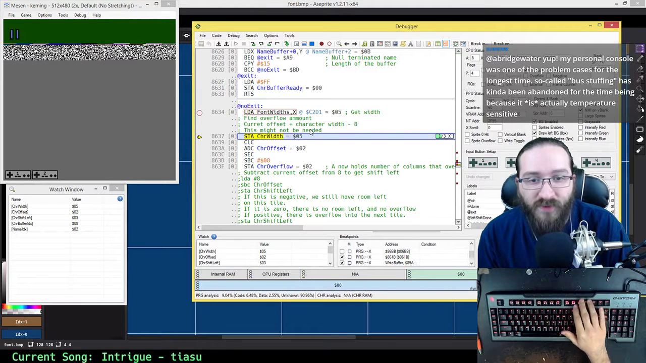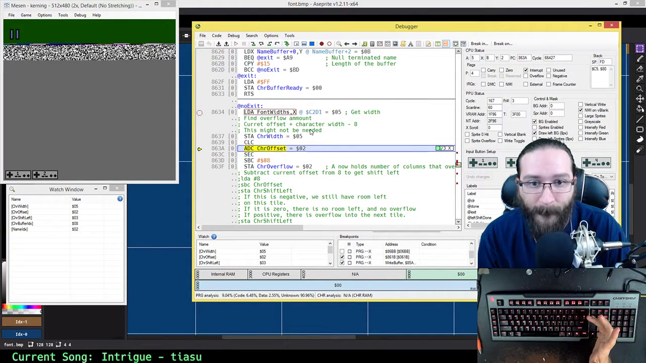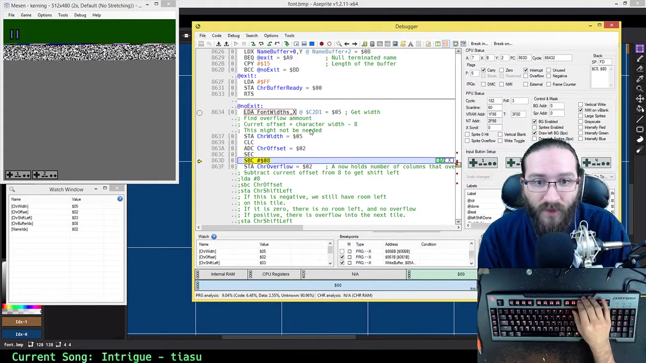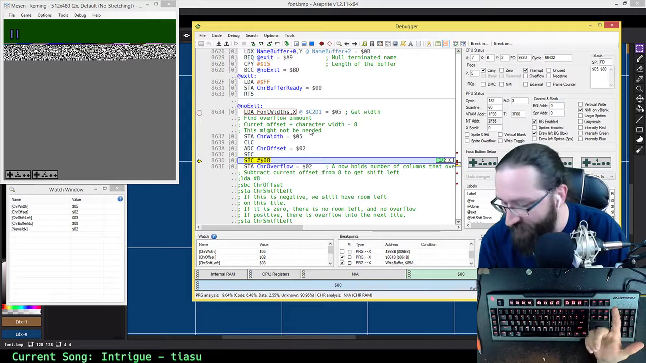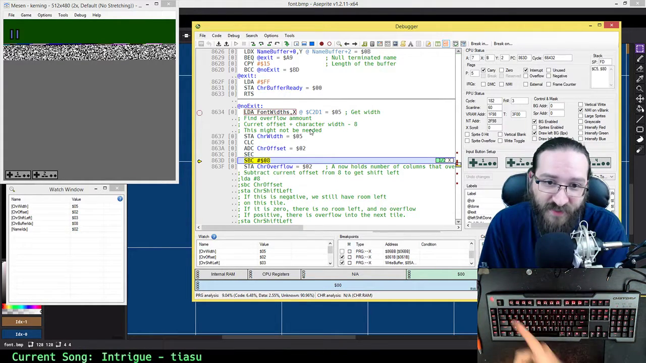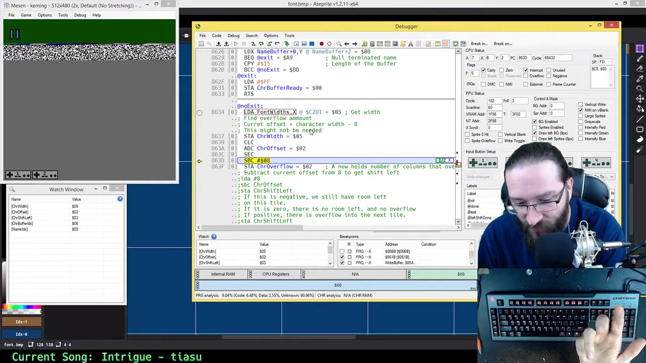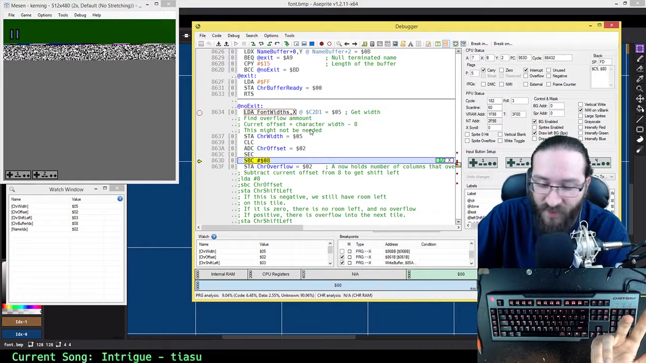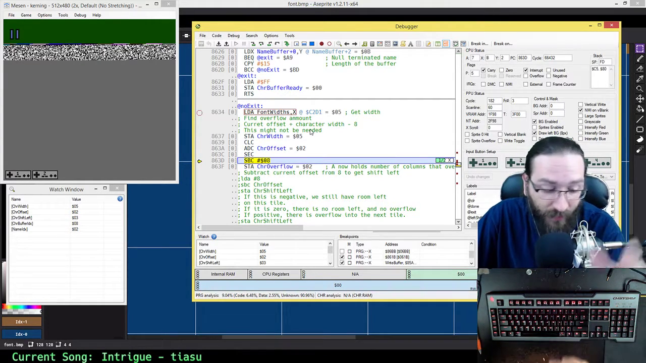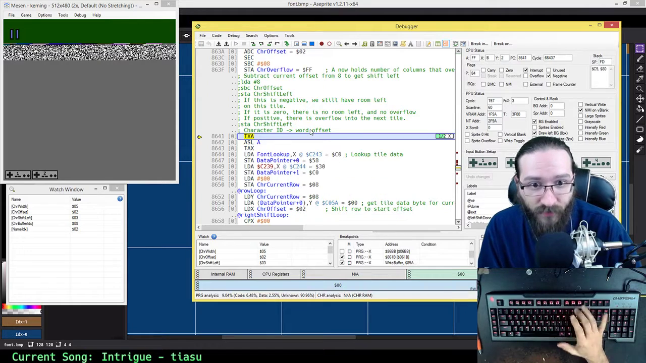Alright, loading up 5, that's the width. Store that into the width. Okay. Clear carry. Add that to the offset. This is to find the overflow. So that is 7. That's actually the next offset, isn't it? So I could probably save that here as next offset, and not have to worry about recalculating it later on, like for the next tile. In theory. Anyway, we subtract 8 and store that in overflow.